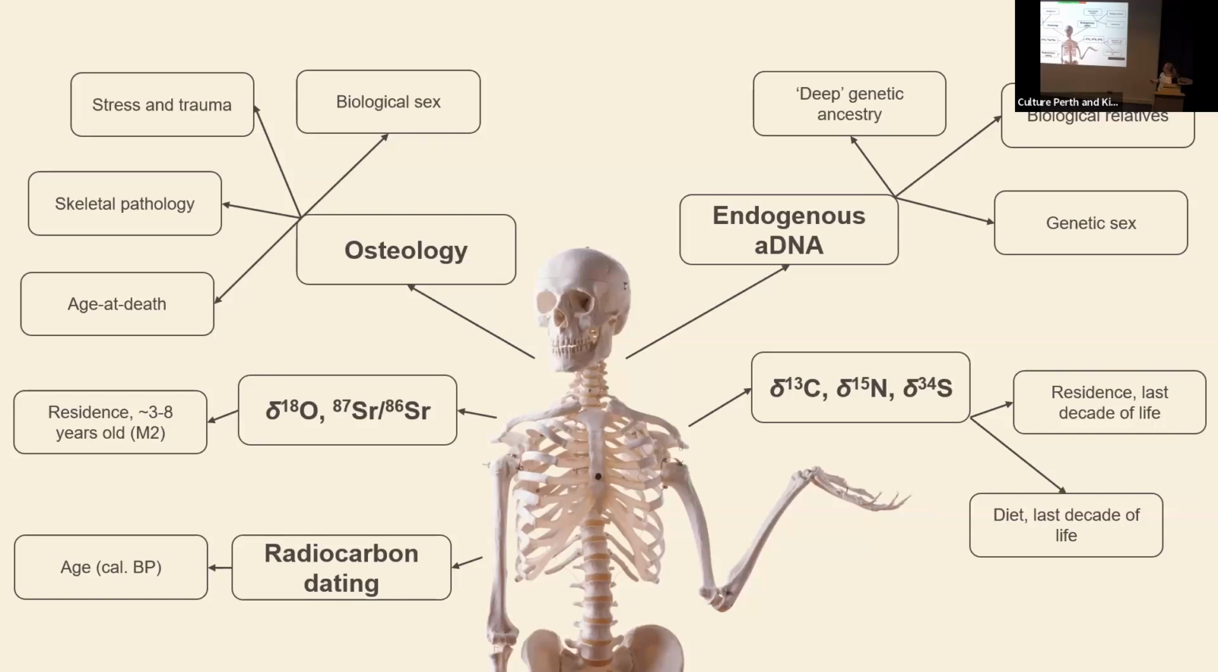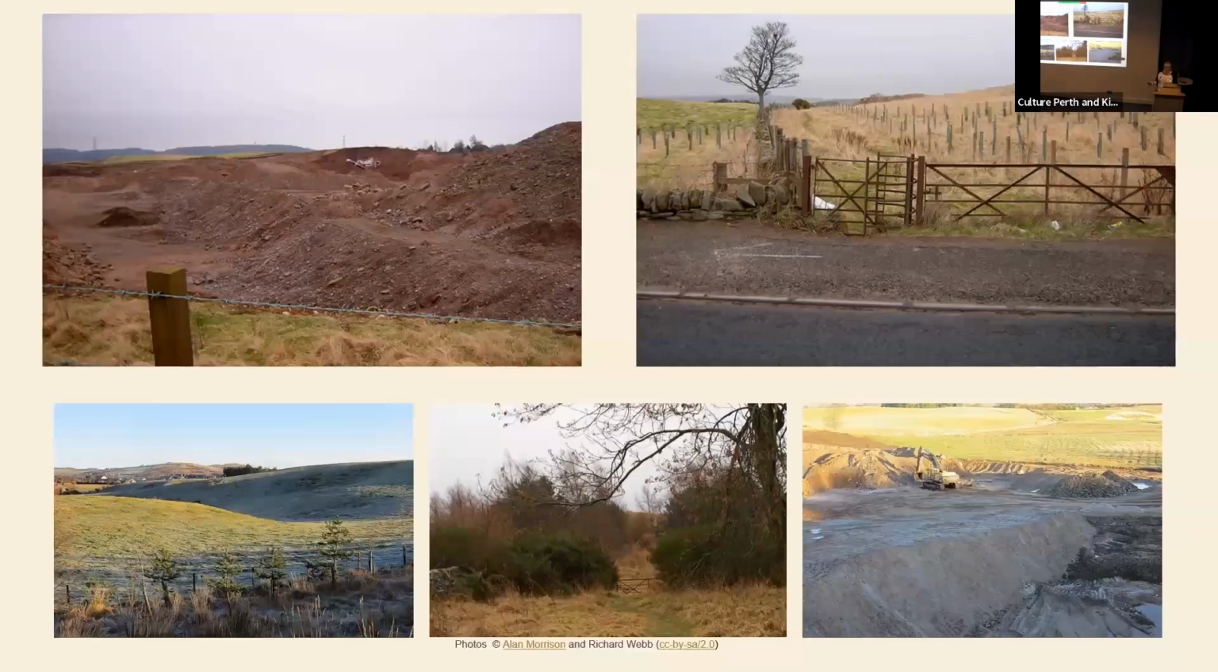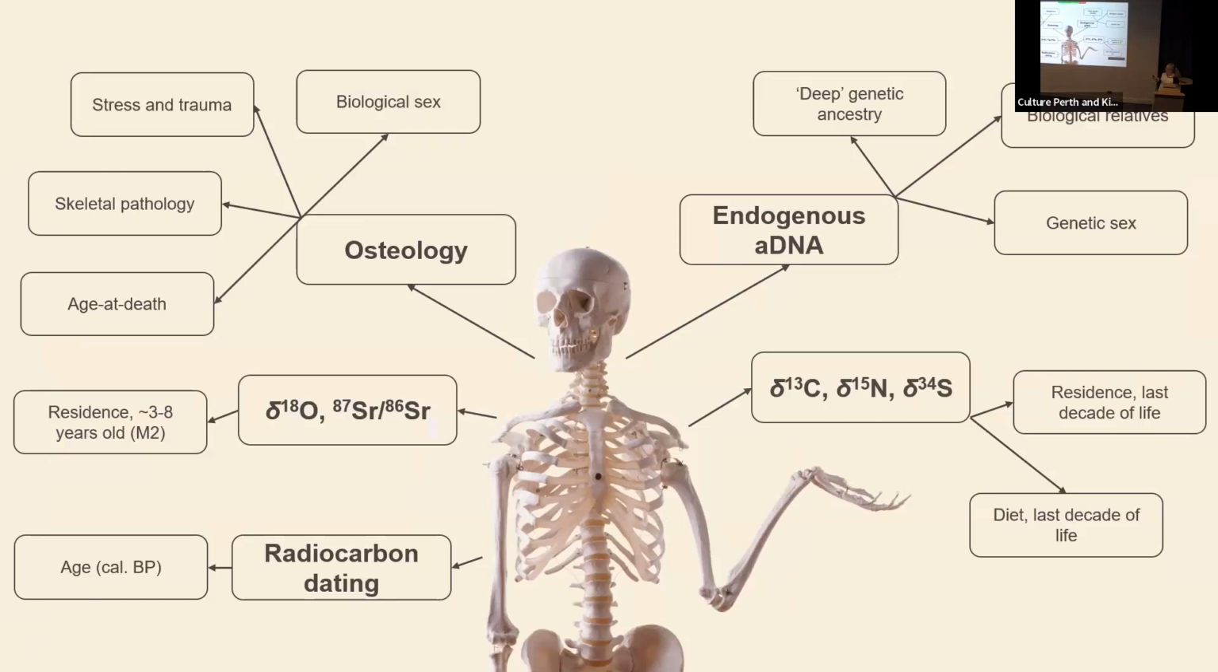And things like osteology. So today, oh, wait, where's it gone? I'm missing a slide here, but I'm going to be mostly looking at biological relatives, genetic sex, residence and diet in the last decade or so of life, this residence, calibrated BP, and then things like stress and trauma and age at death. We'll go through these as we go along, so don't worry about remembering all of them.